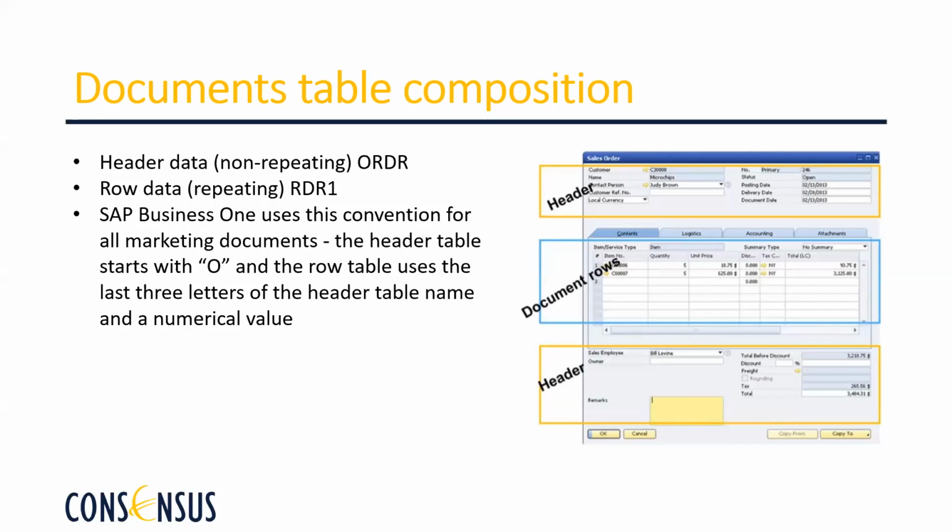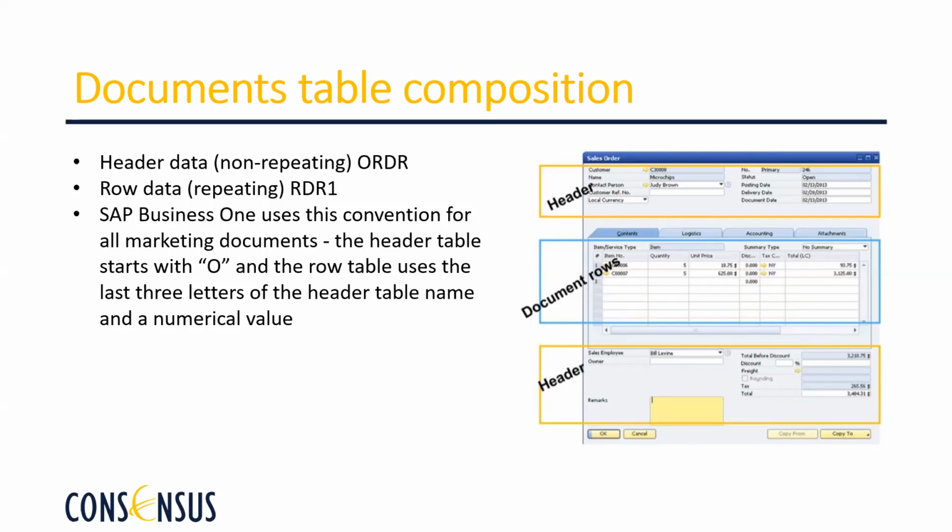The documents are structured in this header document row format. That means that the information at the top of the document, when you have the customer or the name or the date, that's header data. Oddly enough, the information at the bottom is also considered header data. It's not called a footer, but it's considered header data because that information doesn't repeat on the document. So you only have one sales employee, one owner. The information on the rows is information that's repeating. It's master data that you put in there that just repeats. So you put in the items, you put in text, you put in calculations, whatever it may be.